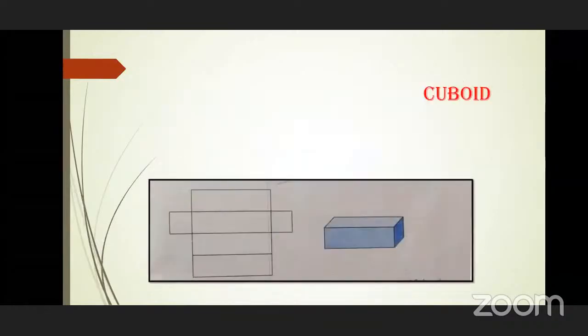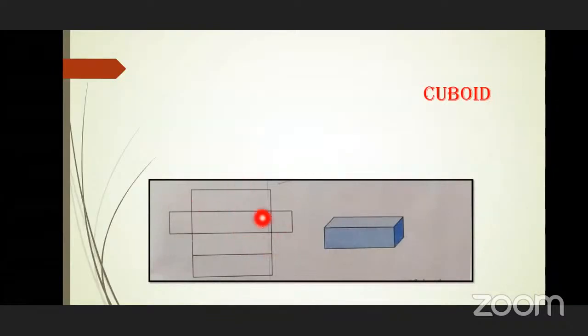Now see, this is a cuboid, and this is a net of a cuboid. When we draw a net of a cuboid, this is a 2D shape. And when we fold this 2D shape, we will get a 3D shape. That is, we will get a cuboid. In this cuboid's net, there are 4 rectangles. How many rectangles are there? Four. Yes, there are 4 rectangles.